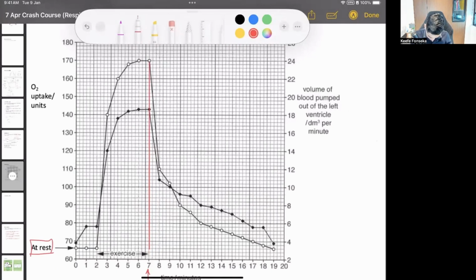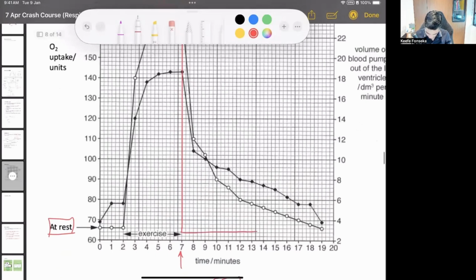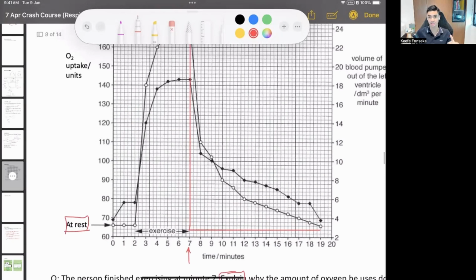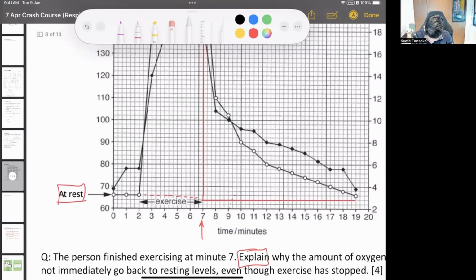Okay. So this red line is showing you what it should be. Once he stops exercising, he doesn't need to take so much oxygen, right? So it should go all the way down to normal again. This is the normal level. It should have gone down to, oops, sorry. Move that up. Yes, okay.